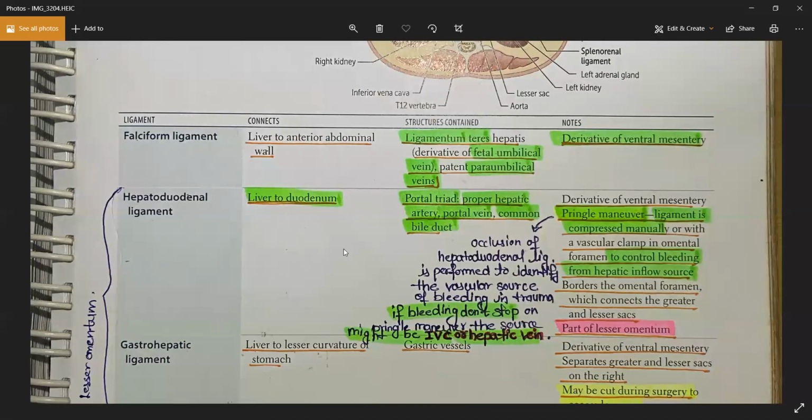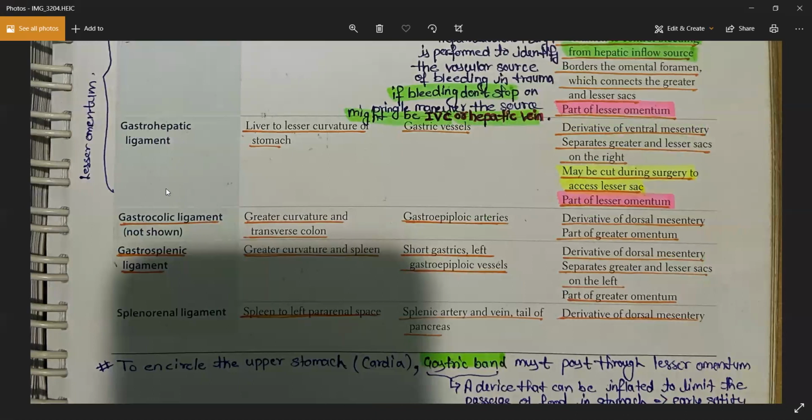Then you need to know about three more ligaments. One is the gastrocolic ligament. As the name suggests, it is between the gastrium, which is the stomach, and the colon. This is the greater omentum that you know, which is connecting the transverse colon with the greater curvature. And that's why I said that the transverse colon is an intraperitoneal structure, not a retroperitoneal structure. It contains the gastroepiploic arteries. Please remember this thing.